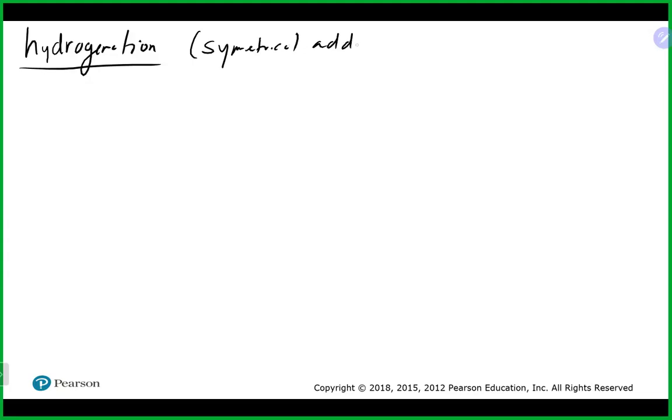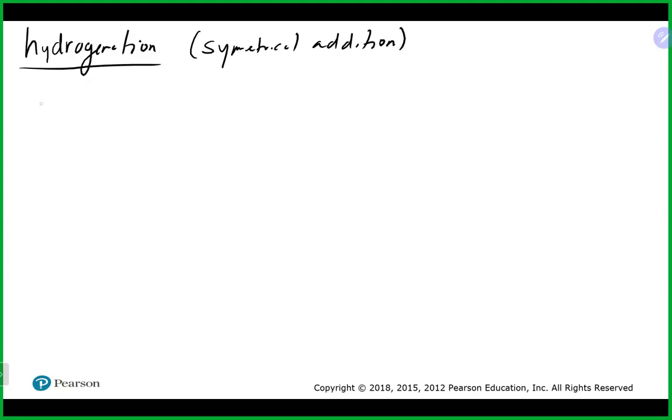So when we look at these type of things, there are some things that get added in. There is a type of reaction which is known as a hydrogenation reaction. Hydrogenation reaction involves hydrogen. And this is sometimes referred to as a symmetrical addition. And what it means by symmetrical is you're adding the same thing to each carbon, so you can't really screw it up. Each carbon just gets the same thing, basically.